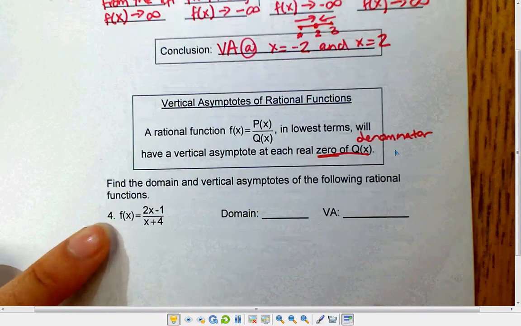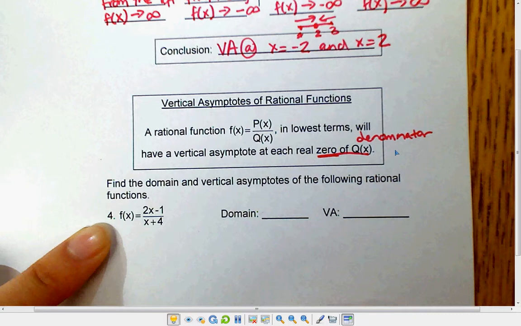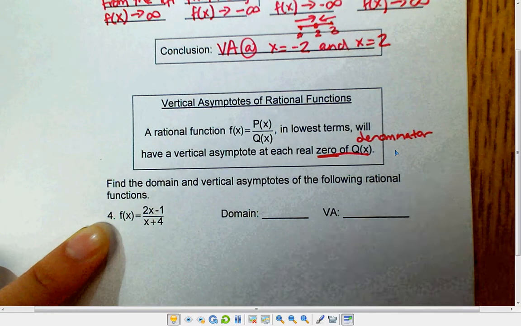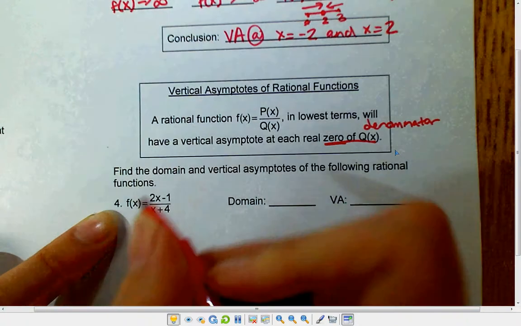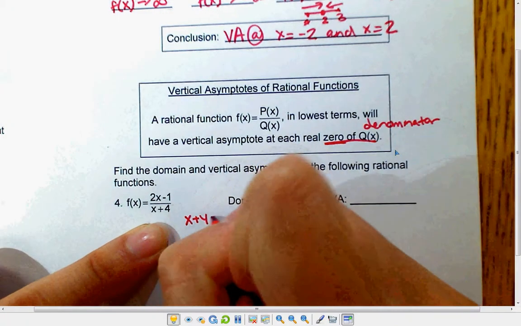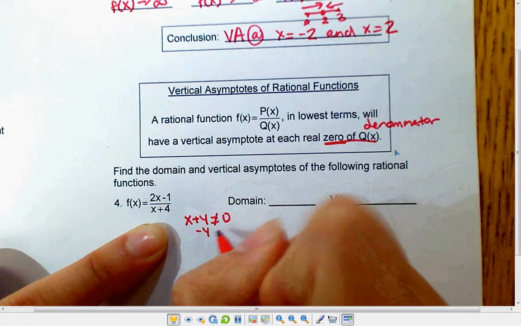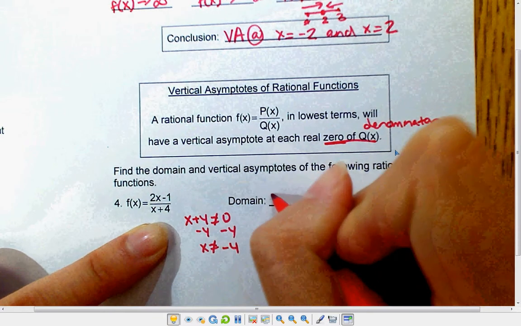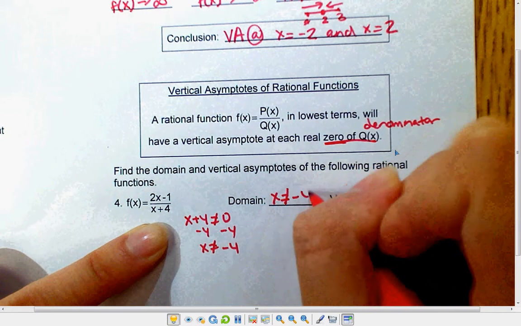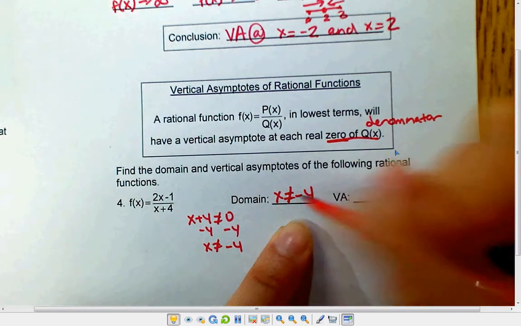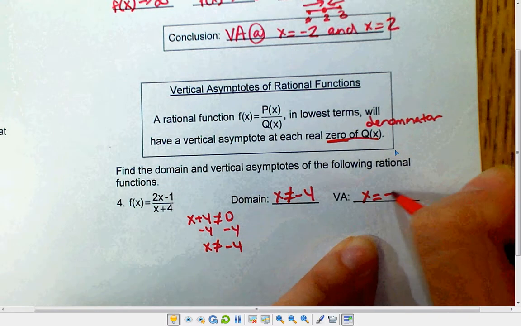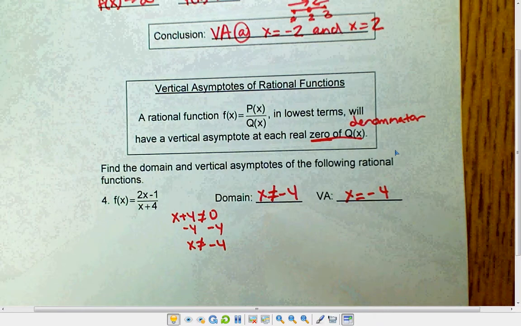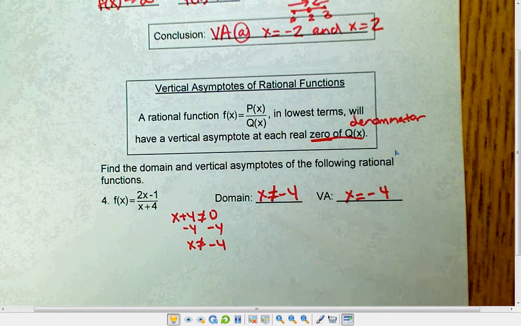So let's take a look at number 4 now. So now that we know this rule, we can use this to write all of our problems. So let's start off with this first problem. So with our domain, we know the bottom cannot equal 0, so we have x does not equal -4. And with our new rule that we just learned, if this is our domain, then our vertical asymptote is that x is equal to -4. It's just a line exactly at the 0 of your denominator. Okay, let's turn the page.